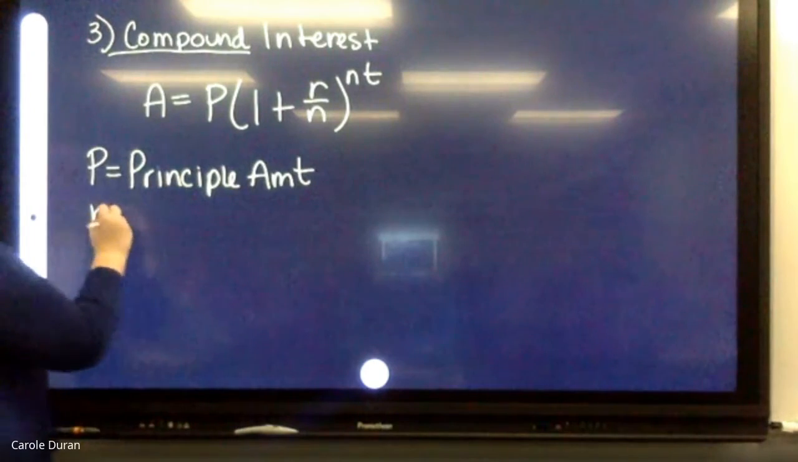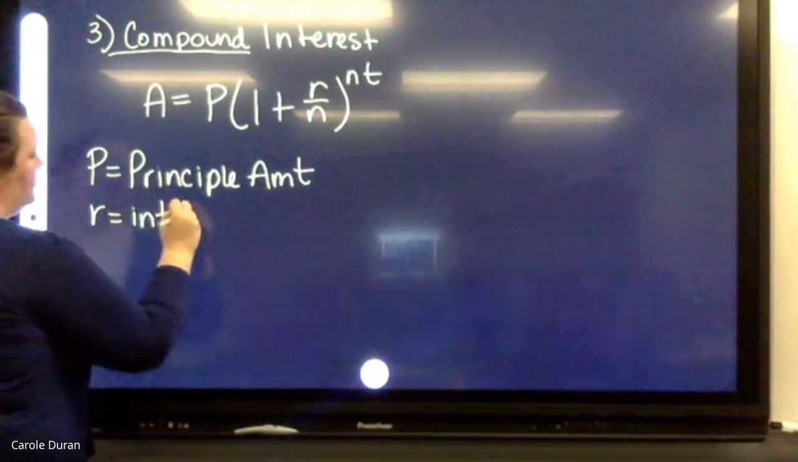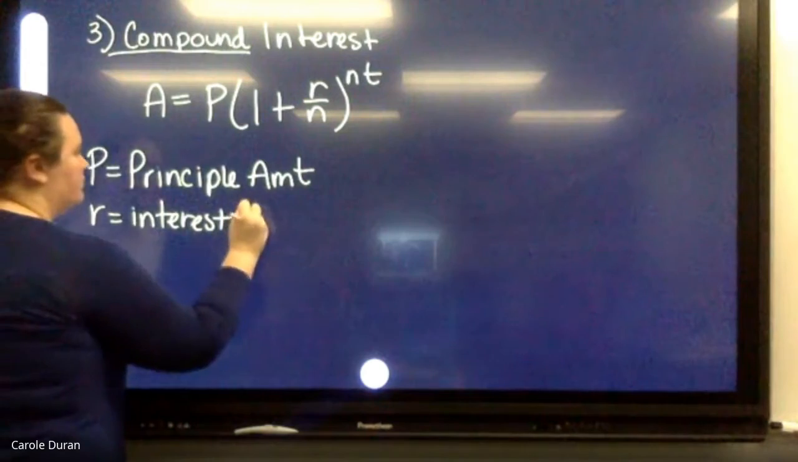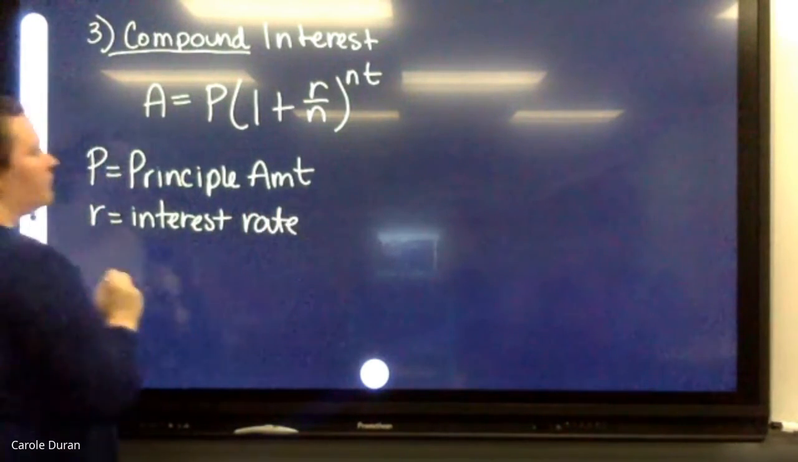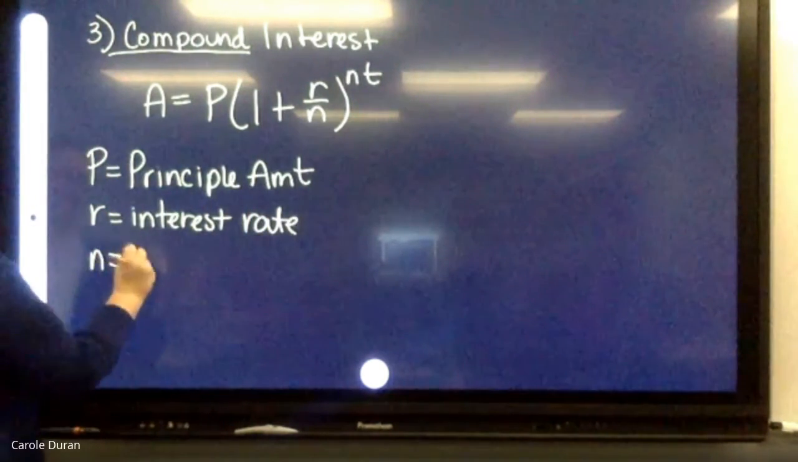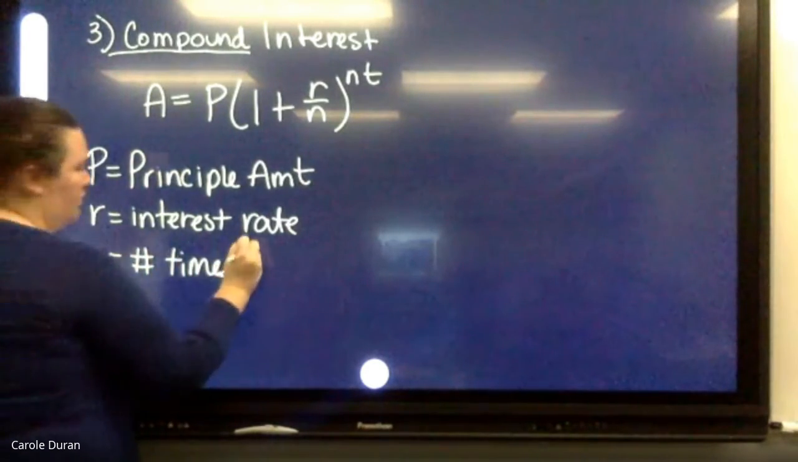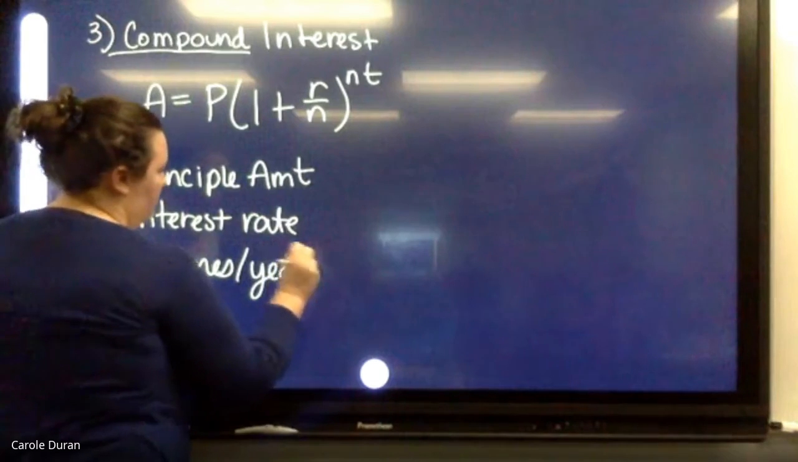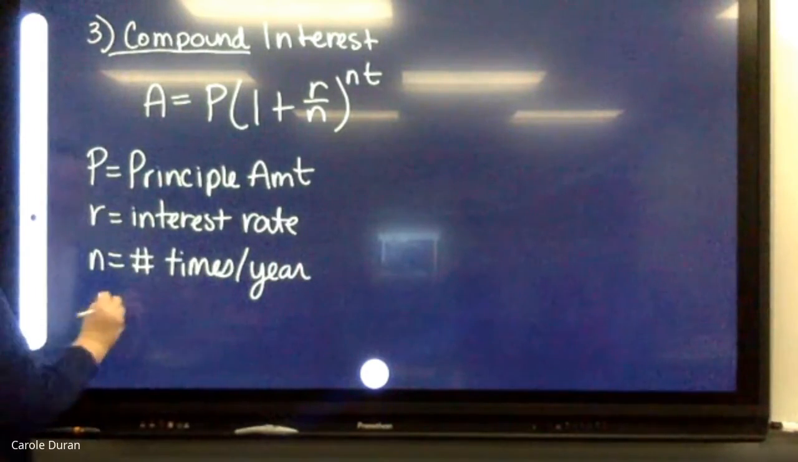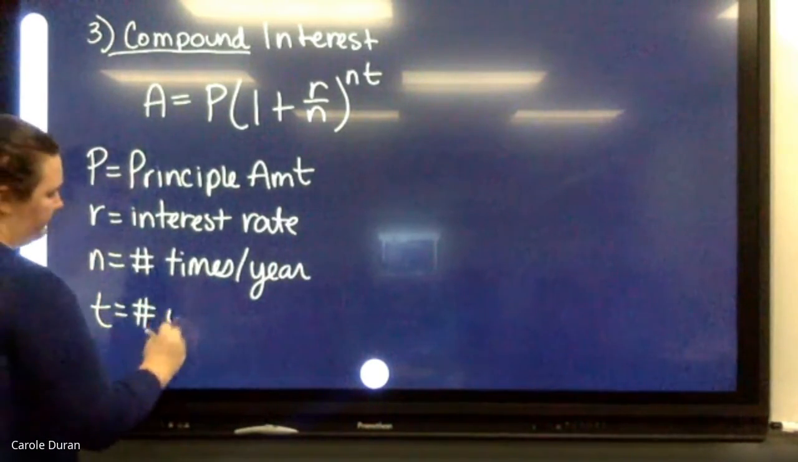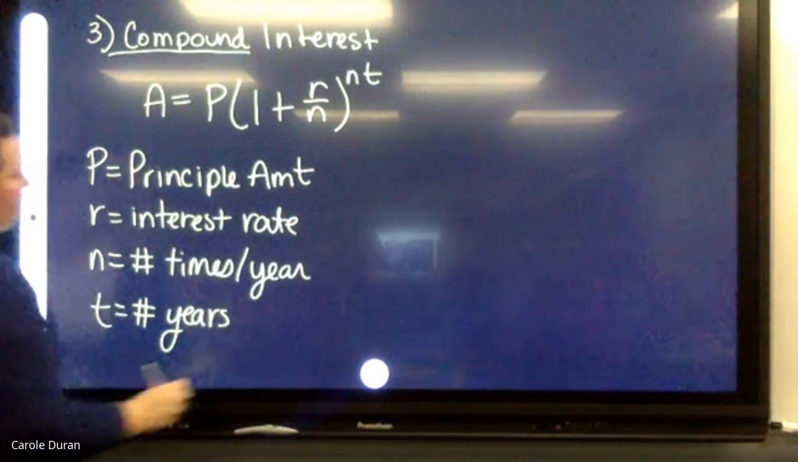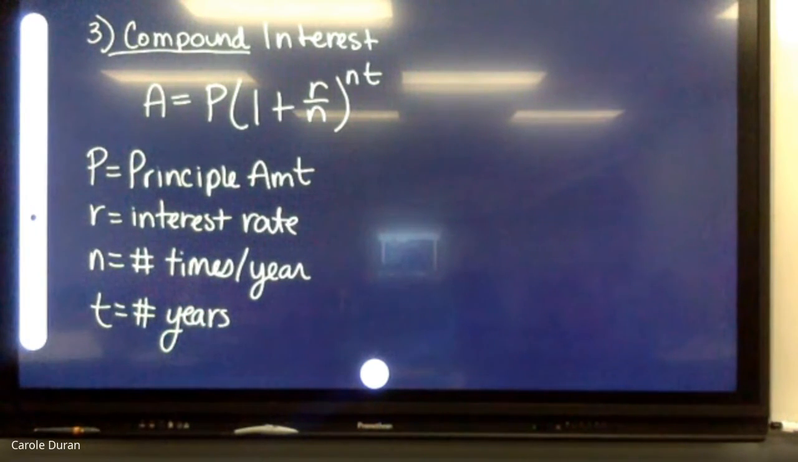R is your interest rate as a decimal. N is the number of times per year you're taking this interest. And T is the number of years at which your interest is accruing. So the example I give you actually had 3 parts to it.